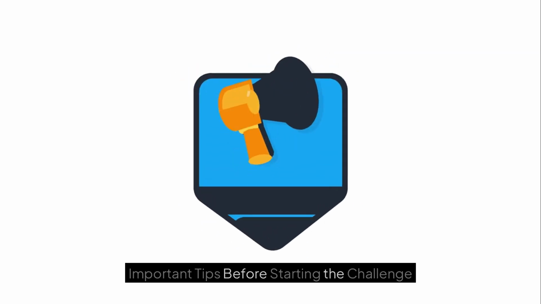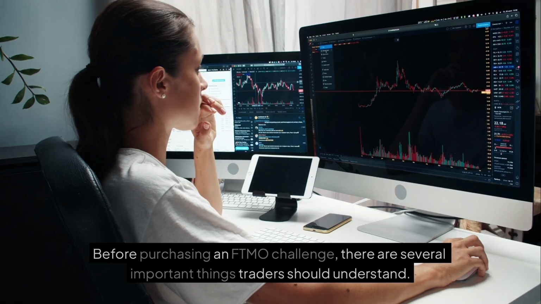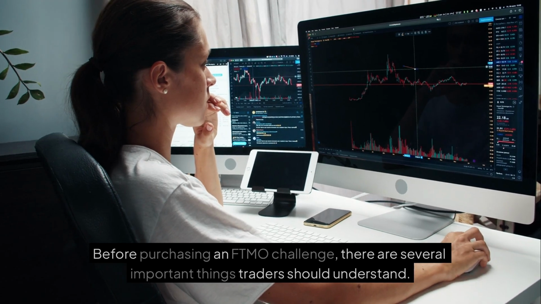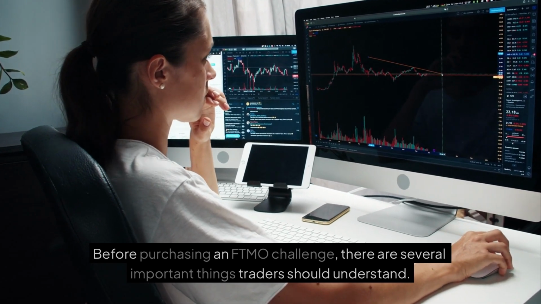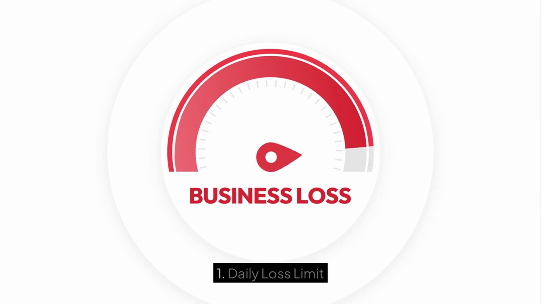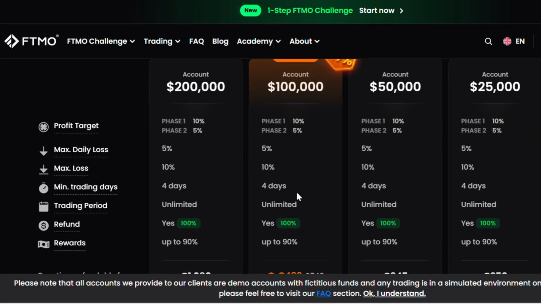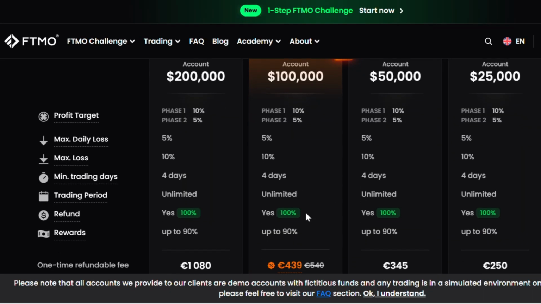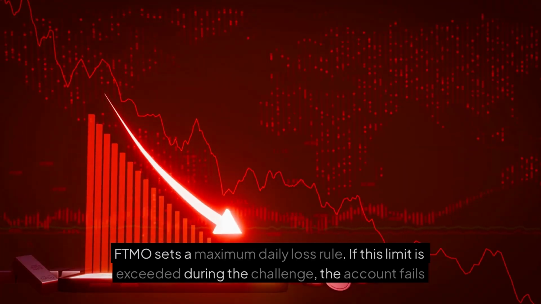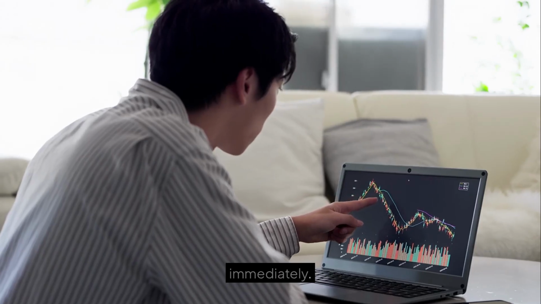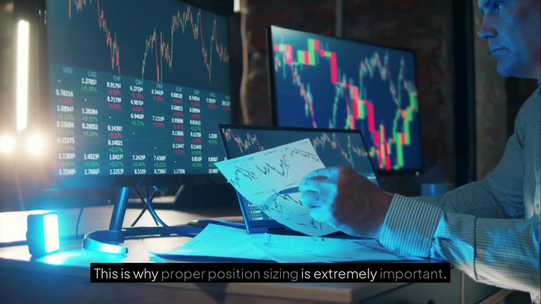Important tips before starting the challenge. Before purchasing an FTMO challenge, there are several important things traders should understand. 1. Daily loss. FTMO sets a maximum daily loss rule. If this limit is exceeded during the challenge, the account fails immediately. This is why proper position sizing is extremely important.